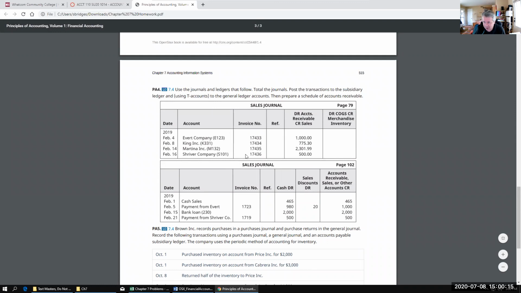And so we go in here and, using these journals and ledgers that follow, we're going to look at the subsidiary ledgers using the T accounts, and we're going to prepare a schedule of accounts receivable. We're going to total the journals, post the transactions to the subsidiary ledgers, and, using T accounts, post to the general ledger accounts. So we're going to have T accounts, we're going to have our schedule of accounts receivable, and we're going to total the journals. So I'm going to pop over here and show you where we're going to be doing each of those things.